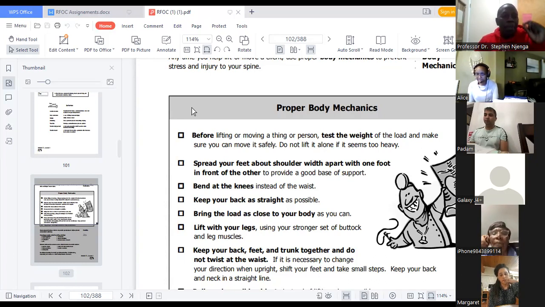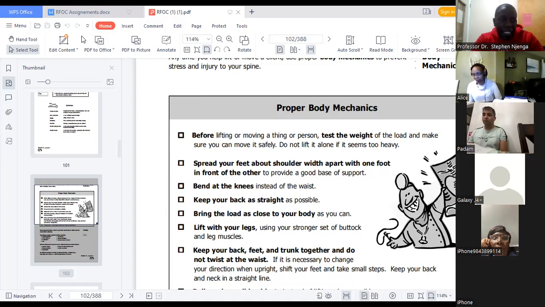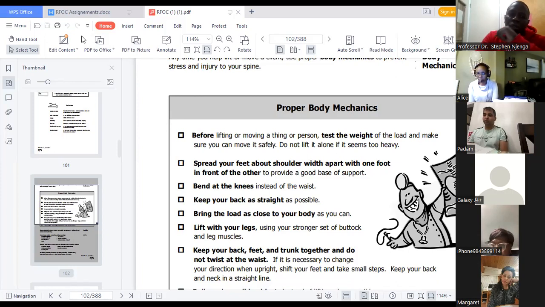If it is not a weight that you can manage, then don't try to transfer or lift that thing, because you could end up injuring your back, or you could also end up hurting the client. So before lifting or moving a thing or person, test the weight of the load with your mind and make sure that you can move it safely. If you cannot move the weight safely, don't attempt to move it. Do not lift it alone if it seems too heavy.